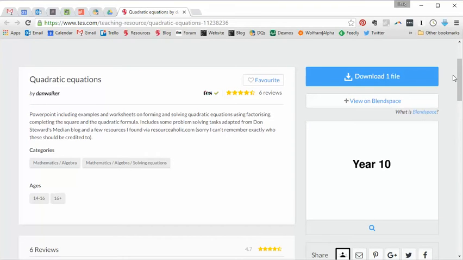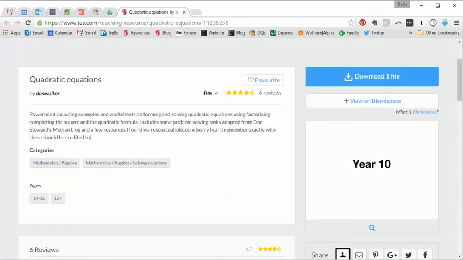Now, I love this resource because I almost see this as a bit of a best of, the best of solving quadratic equations. And the author himself admits that he's taken ideas from loads of different people to put this together. But this is going to become my Bible, my one-stop shop when I want to teach solving quadratic equations to, say, years 9, 10 or 11.